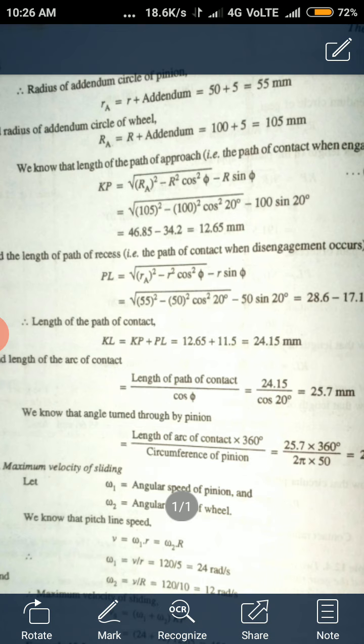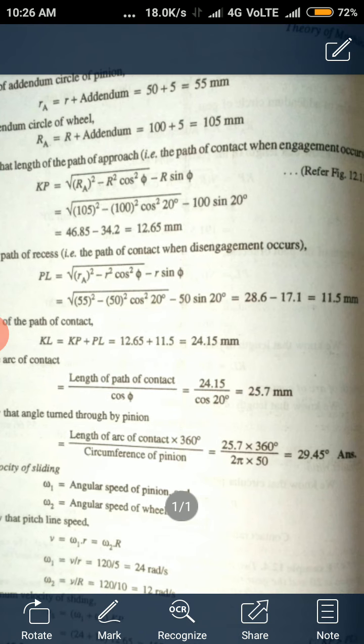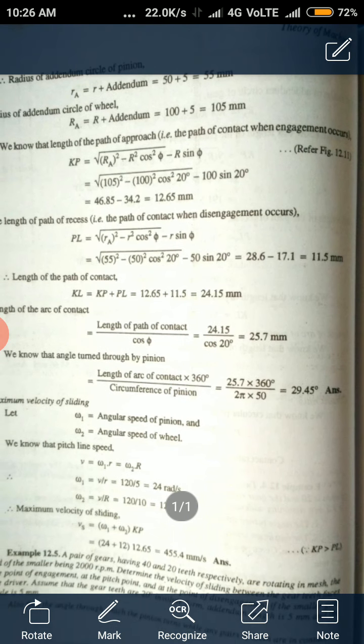Similarly, the length of the path of recess, the path of contact during the disengagement, is given by square root of small r a square minus small r square cos square phi, minus small r sin phi. So that's equal to square root of, substituting the values, 55 square minus 50 square cos square 20 degree, minus 50 sin 20 degree. You get the length of the path of recess as 11.5 mm. You know that the length of the path of contact is the sum of the length of the path of approach and the length of the path of recess. Add those two, 12.65 plus 11.5, you get 24.15 mm.